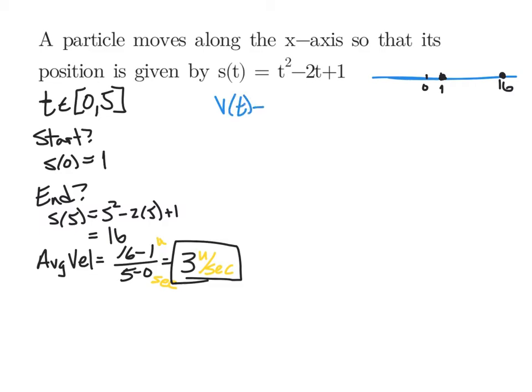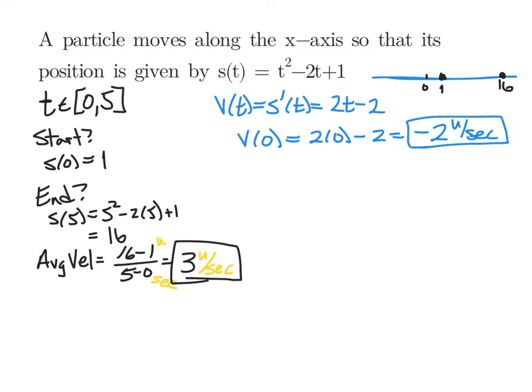But let's take a look at the velocity function. We could create a velocity function. It's just going to be the derivative of the position function. So this will give us instantaneous velocities at every second on the interval. So s prime is going to be 2t minus 2. And let's take a look at some points in particular. For instance, the velocity when it starts. At the beginning, when t is equal to 0, we have an initial velocity of negative 2 units per second.